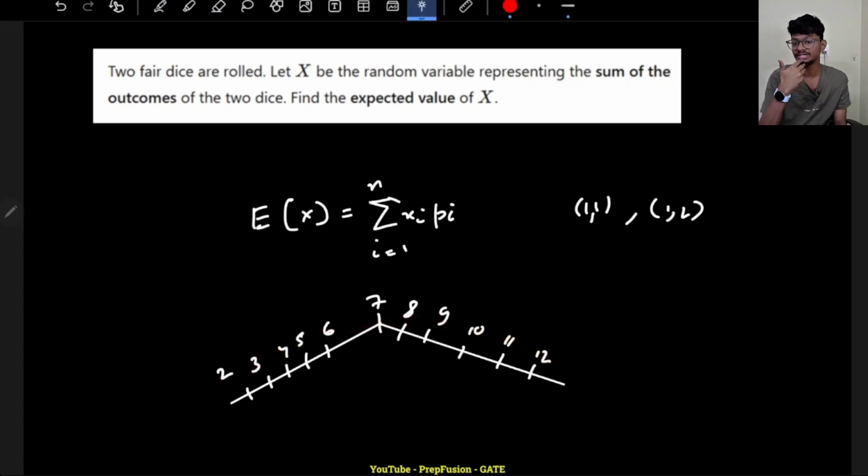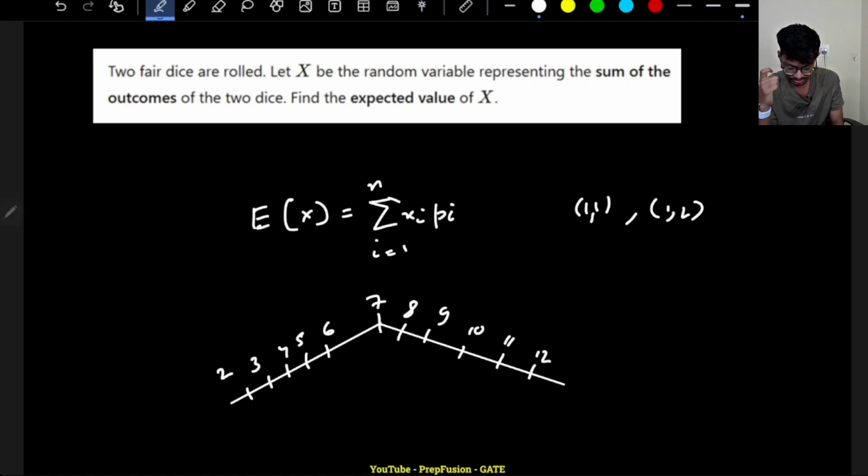Now how many times is each of these possible? If you are rolling two dice, what is the total sample space? There are a total of 36 outcomes in the sample space. If you have done a bit of probability, you will know this. So you just have to remember how many times you can get this 1 1. Only once, right? So below this 2, you can write 1.